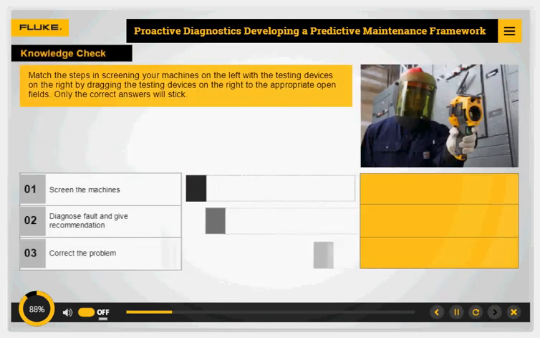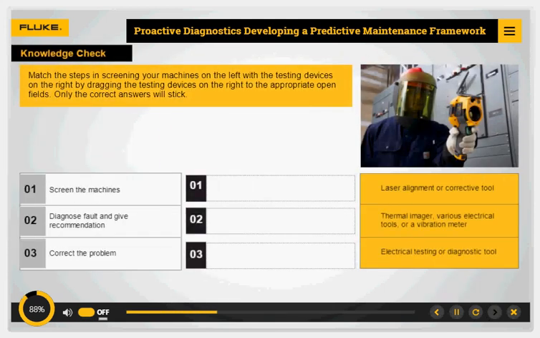Match the steps in screening your machines on the left with the testing devices on the right by dragging the testing devices on the right to the appropriate open fields. Only the correct answers will stick.